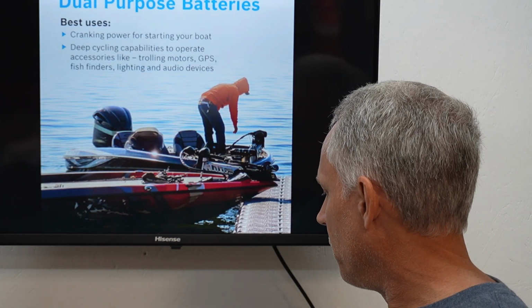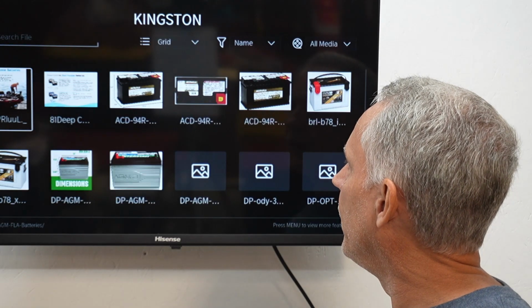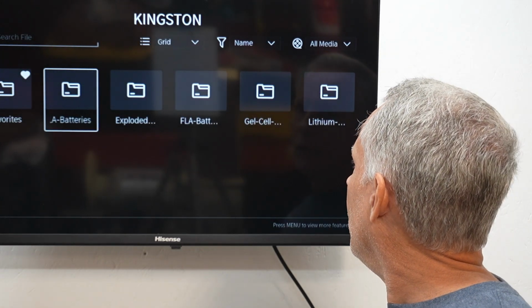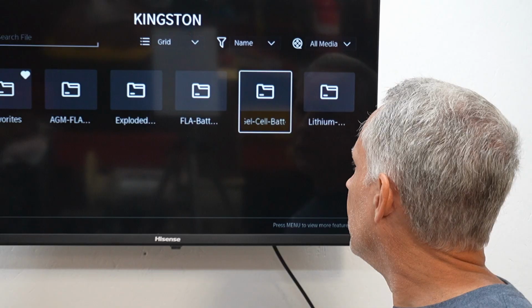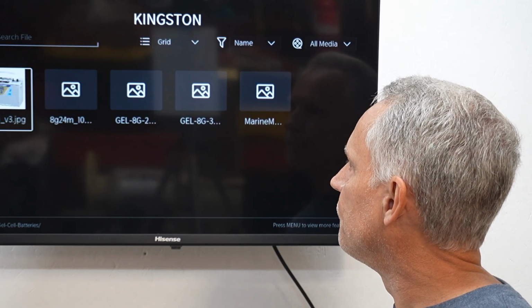And that starts us back to where we were. Let's go one more thing. Let's go back here. And actually 2 more things. Let's just hit the gel cell batteries real quick.